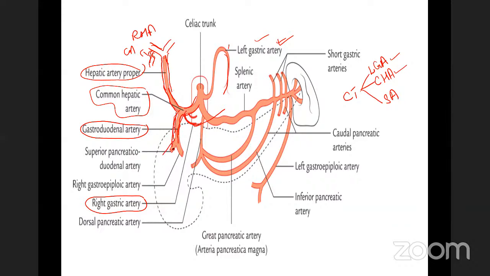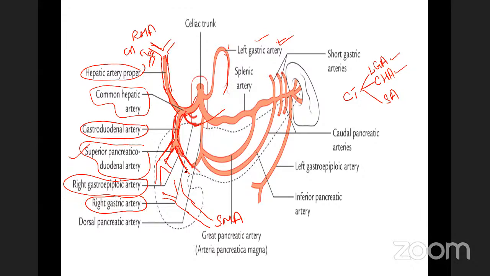Gastroduodenal artery divides into superior pancreaticoduodenal artery and right gastroepiploic artery. Now, superior pancreaticoduodenal artery will divide into anterior and posterior superior pancreaticoduodenal artery, which will anastomose with anterior and posterior branch of inferior pancreaticoduodenal artery, which is a branch of superior mesenteric artery. We will discuss about it later.